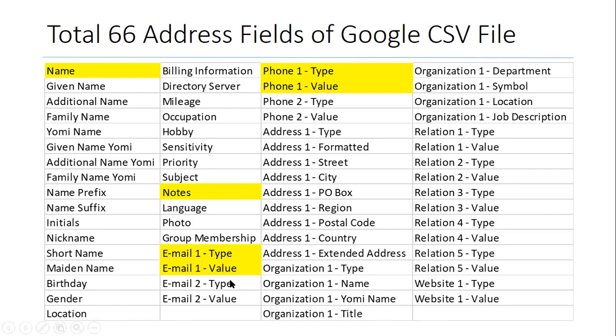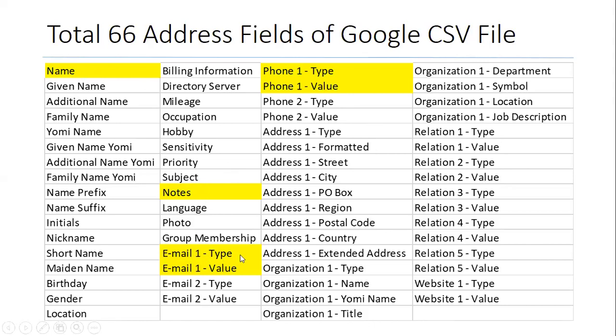I have put this in jumbled form, but actually it will be 66 columns. Just for understanding, I have made it fit on a single A4 size, but otherwise this data will come in 66 columns, and you have to scroll through the entire columns. As I said, we will be selecting only name, then notes, then email type and email value, and phone number one type and phone number one value. So name, as we said, is the member's name. Notes will be the member's membership number.